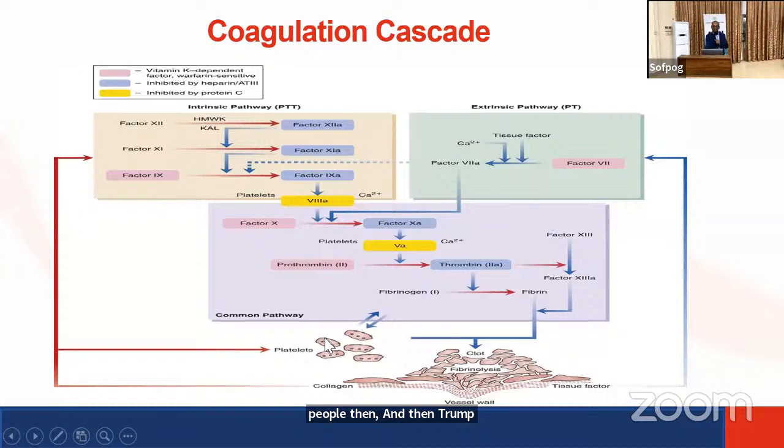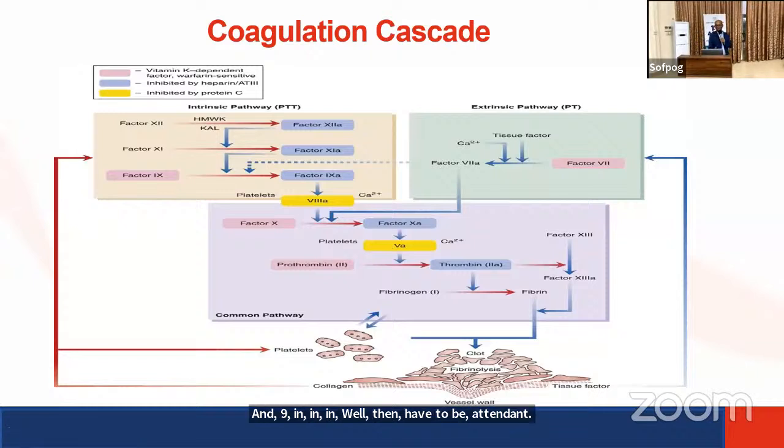And then the intrinsic pathway results from contact activation on a damaged surface, which results in factor 12 being converted to factor 12A. Then factor 12A will move ahead and activate factor 11, giving factor 11A. Then factor 11A will activate factor 9, giving 9A. Then factor 9A, in combination with factor 8A, will activate factor 10, giving factor 10A, and then the clotting cascade continues. So this is what is called the coagulation cascade.